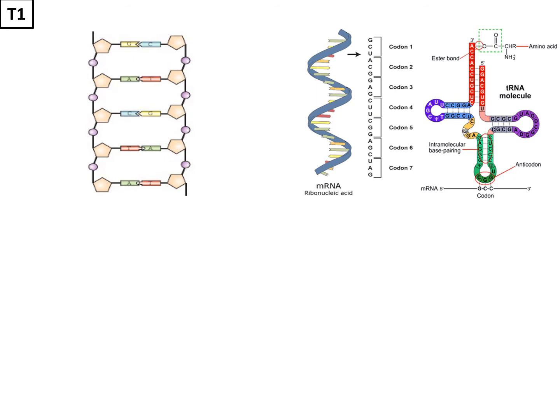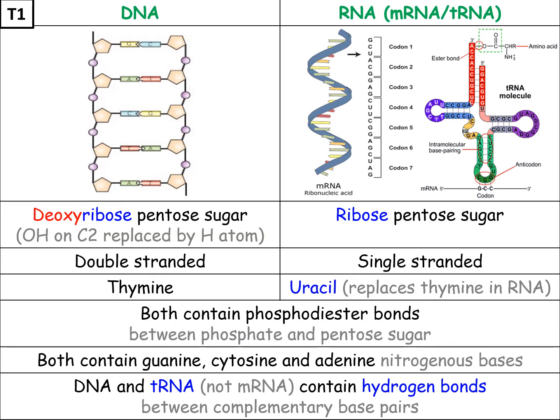Here we've got an example of DNA on the left side, but we've also got examples of RNA, in this case both mRNA and tRNA. So what is the difference between DNA and mRNA/tRNA? The DNA has deoxyribose pentose sugar, where the hydroxyl on carbon 2 is replaced by a hydrogen atom, so the oxygen atom is missing. Whereas in mRNA and tRNA, there is a ribose pentose sugar instead.